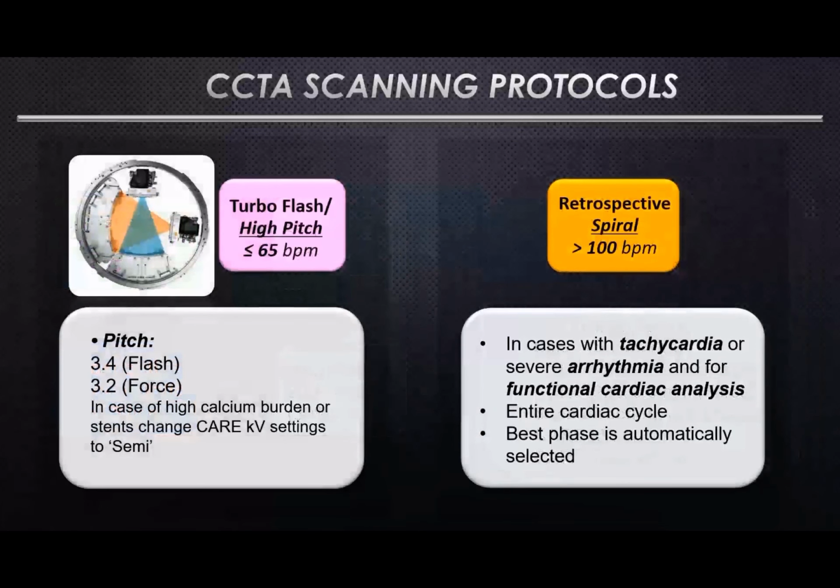For even lower heart rates, we have another potential with dual source CT scanners. That means Turbo Flash or high pitch acquisition. The pitch is a factor that defines the table motion in relation to what is actually scanned during one gantry rotation. So with single source CT, it's limited to 2. With dual source CT, we can have a higher pitch like 3.4 with Flash or 3.2 with the SOMATOM Force. And that means in lesser time you can acquire the same volume. That means also less dose and less motion artifacts.